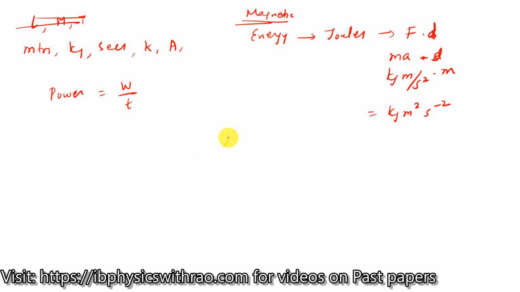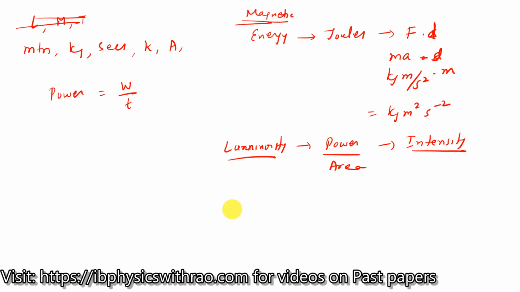Similarly, one more unit which people generally ask about is luminosity. Luminosity in astrophysics is nothing but power divided by area. The other term that we use here is intensity. So whenever the question is to find the units for luminosity or for intensity, the first thing you need to do is ask what is power.